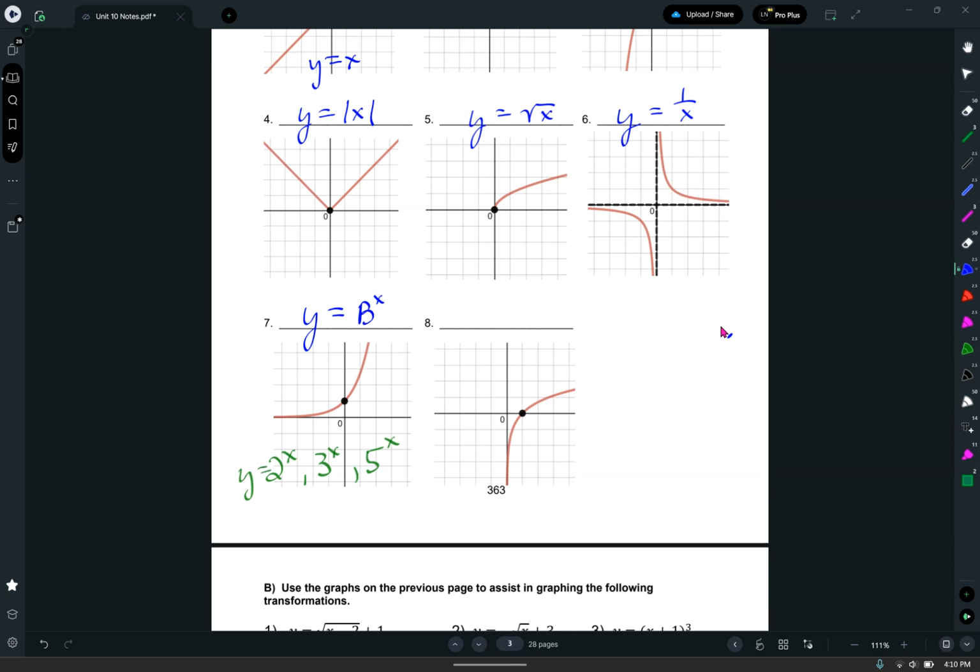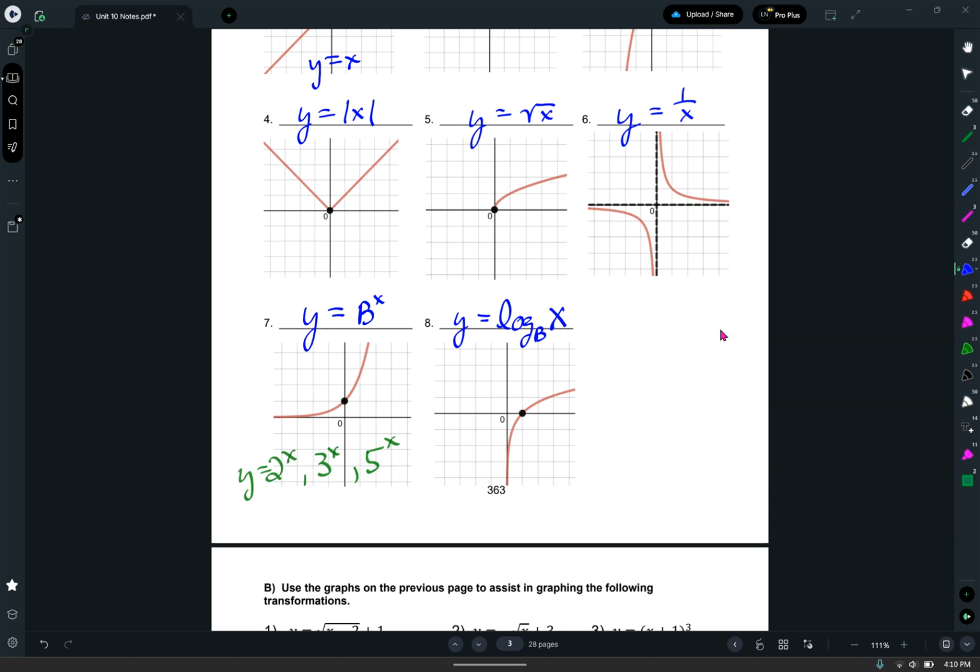And then the last one, remember, that's our log graph. And again, it doesn't matter what the base is on the log. I'll just say log base b of x. It might have been log base 2, log base 3, log base 5, whatever. So those are all of the 8 parent functions that you should know at this point.